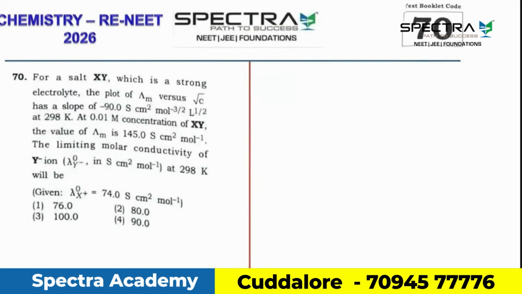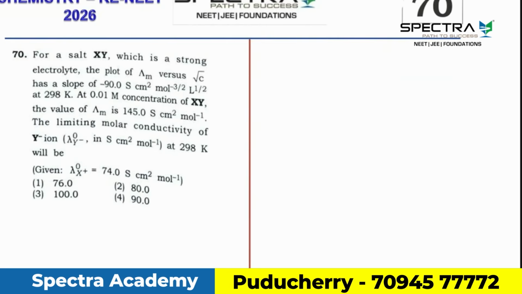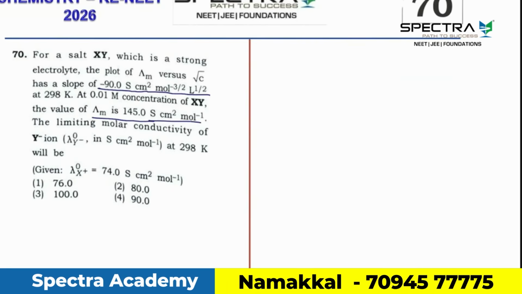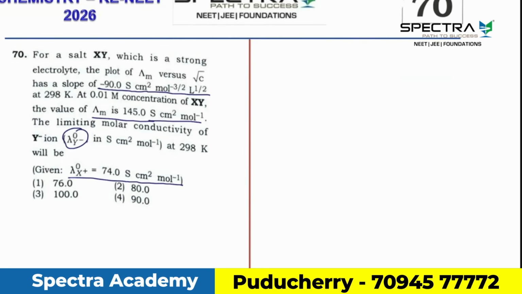Now the next is question number 70. For a salt XY, which is a strong electrolyte, the plot of lambda m versus root C has a slope of minus 90 S cm2 mol^(-3/2) L^(1/2) at 298 K. At 0.01 molar concentration of XY, the value of lambda m is 145 S cm2 per mole, and the limiting molar conductivity of Y- ion at 298 K will be. They have also given the limiting molar conductivity of X+ ion. So we have to find the limiting molar conductivity of Y- ion.